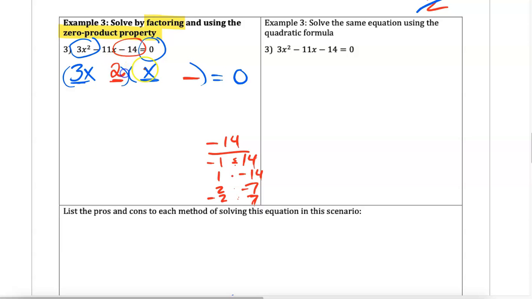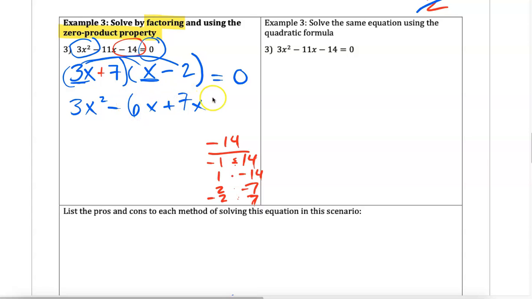So if I do 2 here and 7 there, and I'll make this one negative and this one positive, then I distribute out, I'd have 3x squared minus 21x plus 2x. Okay, so I can see that that one won't work. So I'm going to try maybe switching the 7 and the 2. So I'll put the 7 here and the 2 here. And then I notice that I would have a negative 6x plus 7x. So that's not going to work either. So maybe I'll try the 14 and 1.